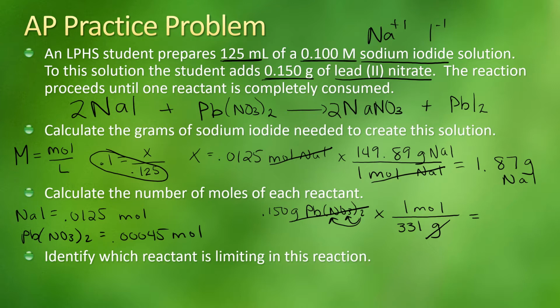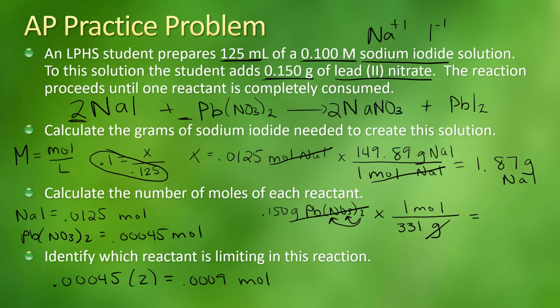We want to know what limits this reaction. Well, take a look at your balanced equation. We have a 2-to-1 ratio here. What that means is whatever amount of lead nitrate I have, I need to have twice as much sodium iodide. So let's take a look. If I take the amount of lead nitrate that I have in this current problem and I double it, what do I get? Should get something like 0.0009 moles.